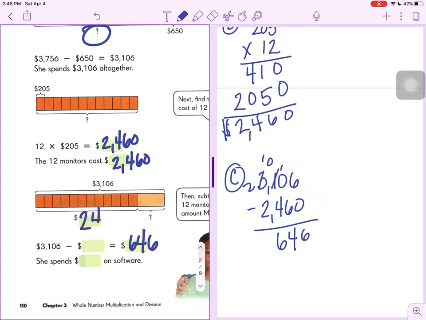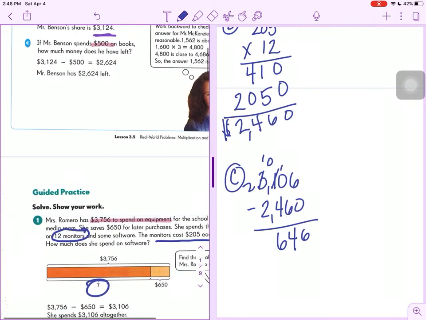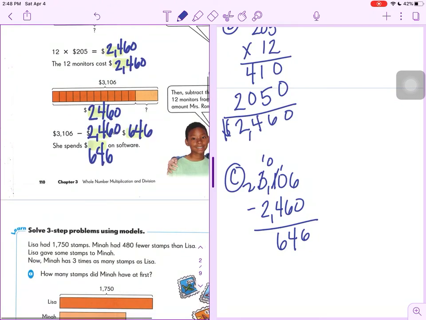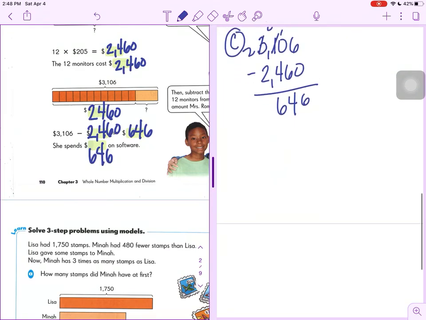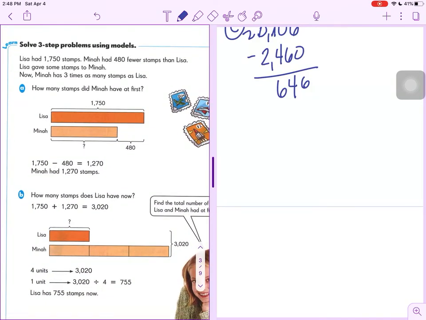And so this was 2,460, $646. And that makes sense because she saves the $650 for later purposes. So she spends the $646 on software. Okay, so now we are moving on to this next part. More bar models. Again, the bar models are a strategy, a visual, not necessary unless you really like them.